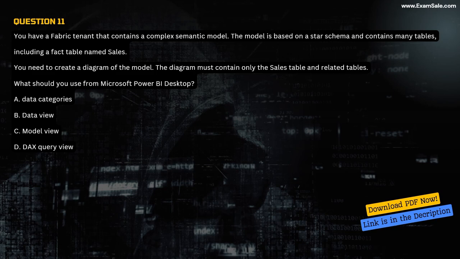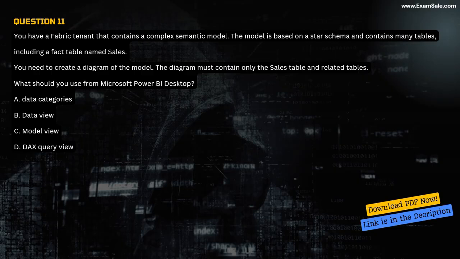Question 11. You have a Fabric tenant that contains a complex semantic model. The model is based on a star schema and contains many tables, including a fact table named sales. You need to create a diagram of the model. The diagram must contain only the sales table and related tables. What should you use from Microsoft Power BI Desktop?